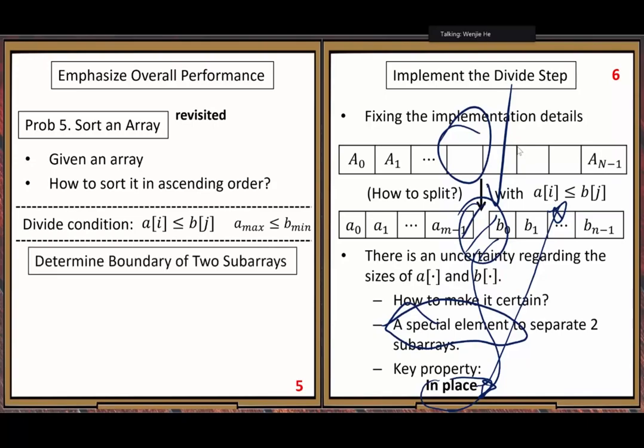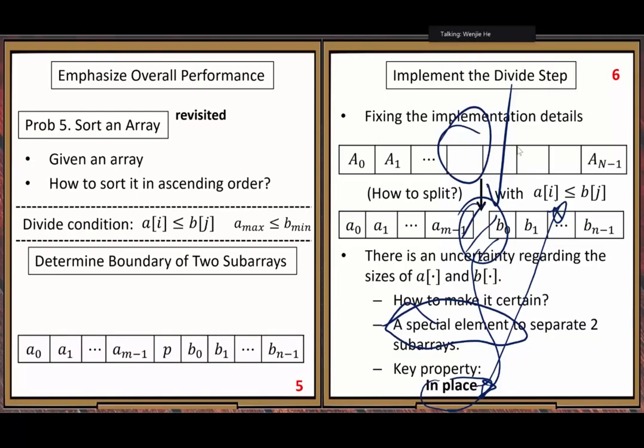Next, we want to work on the implementation details, but we need to have a little more understanding of these two subarrays before we can do that. Determine the boundary of the two subarrays. Here, this special element plays the role of the boundary of the two subarrays.